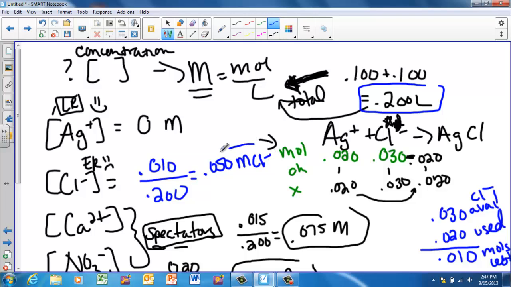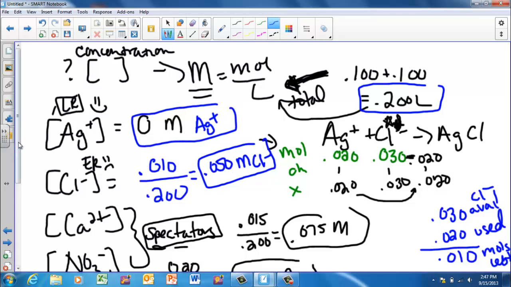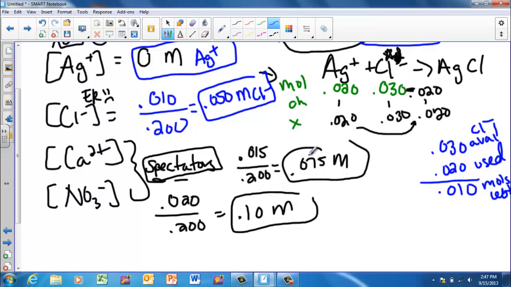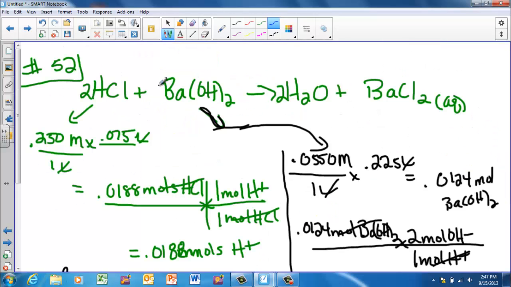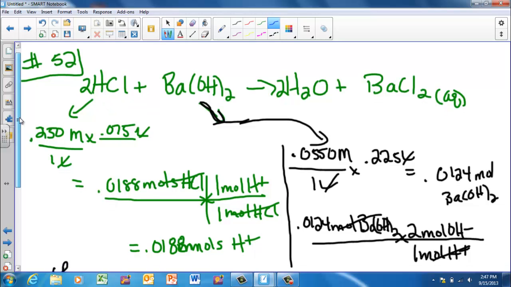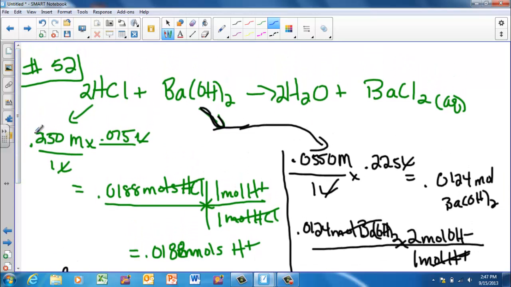0.050 molar. Now I did a really bad job here, because whenever we put molar, we also want to put what we're talking about. So this one should have been 0 molar silver ion. This is 0.050 molar chloride ion. You've got 0.075 molar calcium ion, 0.10 molar nitrate ion. Okay, so that is 43 again, just to explain it. Now let's talk 52. 52 I kind of wrote out to get us started here, so you wouldn't have to waste time watching me write it out.